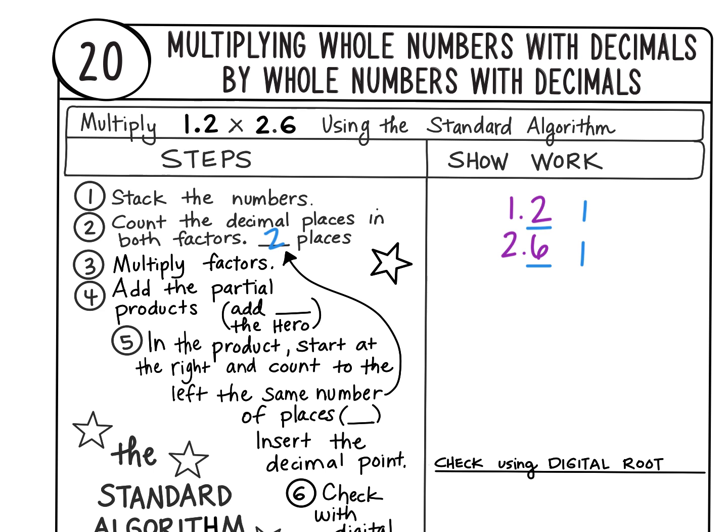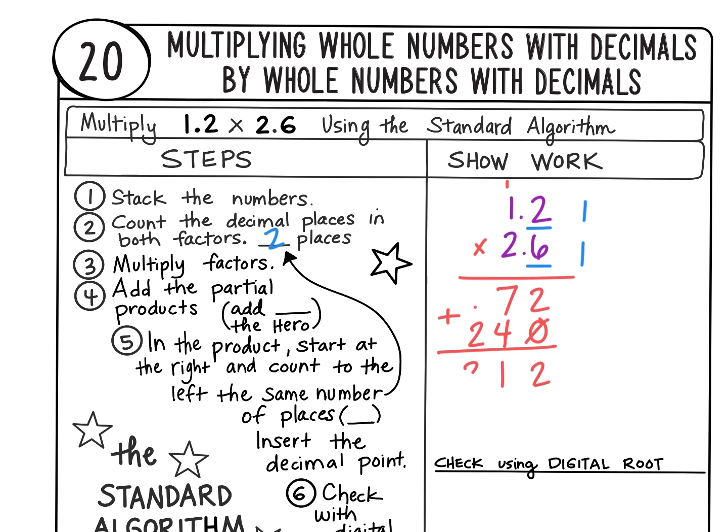But now I want to multiply my factors together. So for step 3, I'm just going to multiply like normal, and I'm going to forget about my decimal for a little bit. So I'm going to do 6 times 2, which is 12. Carried my 1, so that should be a 7. I put my placeholder 0 here, and then multiply the 2 by my top number. So 2 times 2 is 4, 2 times 1 is 2. And now I'm going to add those 2 partial products together.